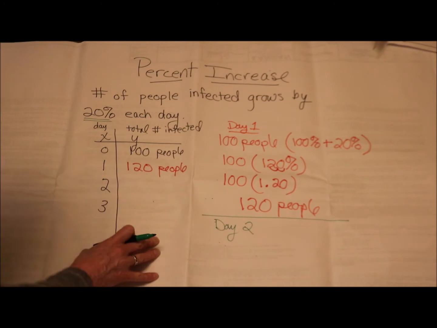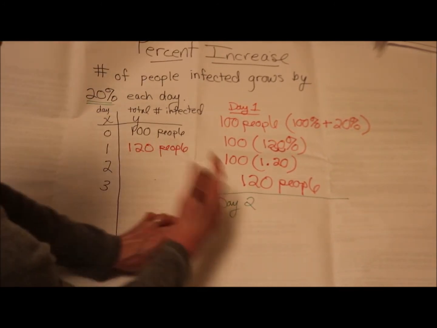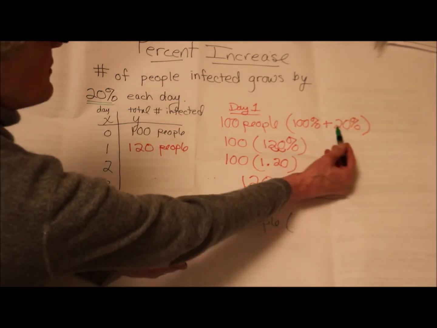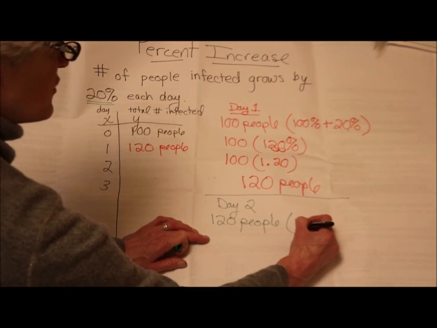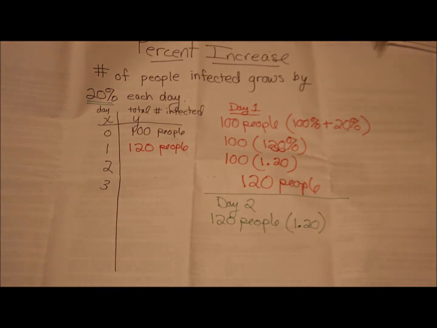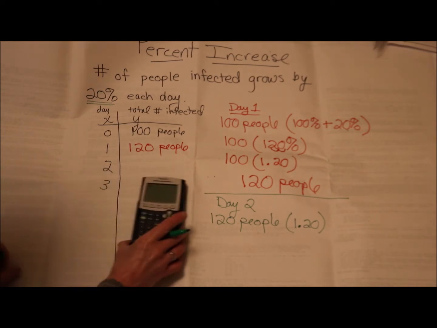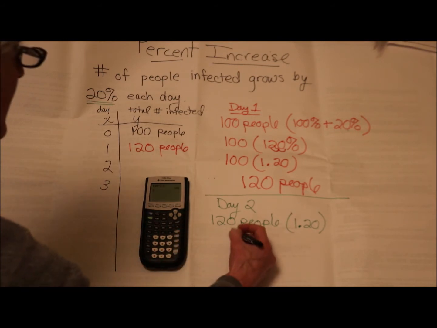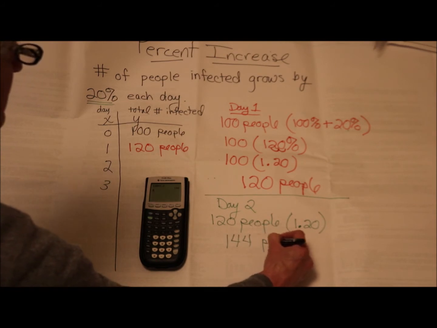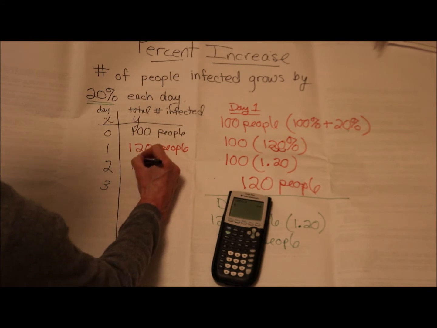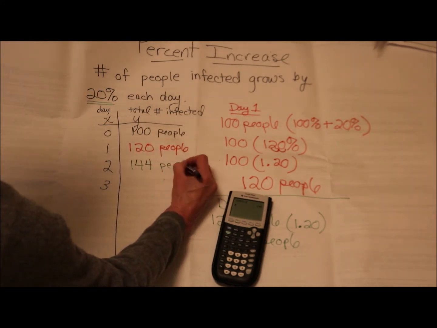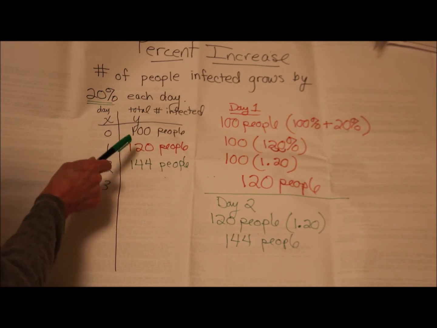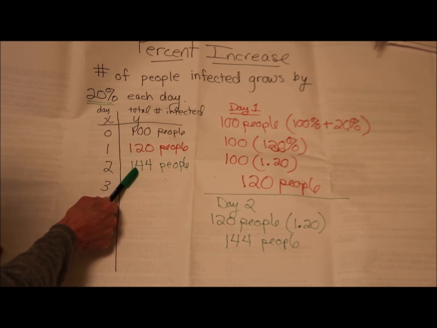For day 2, we're going to have to start with our 120 people and multiply those 120 people times my 120%, which is, in this case, 1.20. Now, some of you might be able to do this in your head, but if not, you can certainly grab your calculator, do 120 times 1.2, and you're going to get 144 people. 144 people for day 2. Okay, so my first day I added 20 people. My second day, look, I'm adding 24 people. So I'm adding more people.